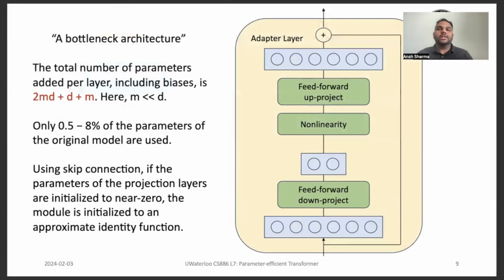The adapter modules, which are added to the transformer layer, have a bottleneck architecture to it. This specific architecture helps us add only a few parameters ranging between 0.5 to 8%, making the total number of parameters 2md plus d plus m. The number of new parameters that are being added can be controlled by increasing the size of this adapter module. Finally, there is a skip connection. Here, the impact of the newly added parameters is controlled by initializing it to near zero at the start and slowly increasing it over the training.